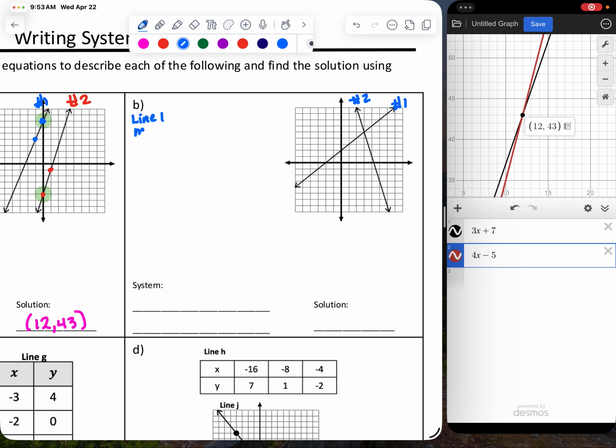We need our m and our b. So I want to find two friendly points. I'll use this one, and see, well, this one looks pretty friendly. So I'm going up 1 over 1. So 1 over 1 gives me a slope of 1, and it's touching the y-axis at positive 2. Okay, now line 2.